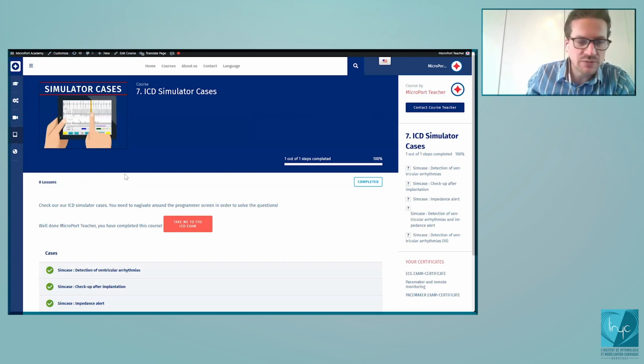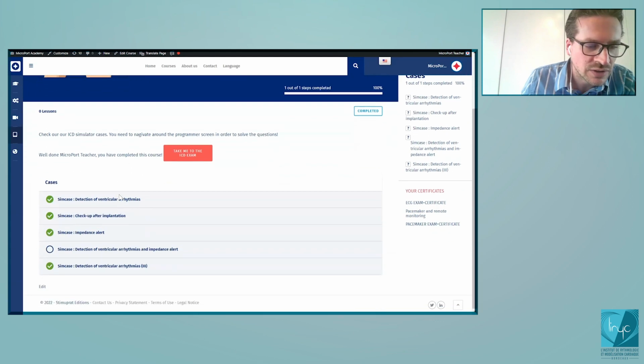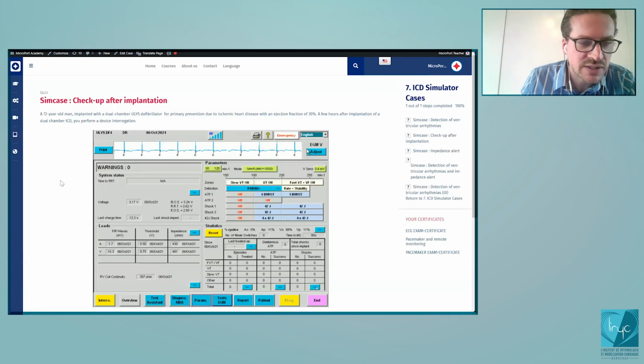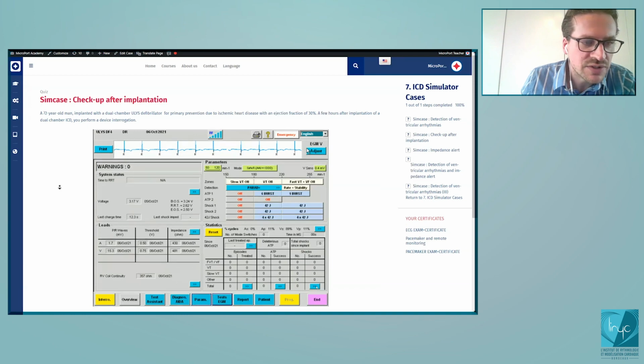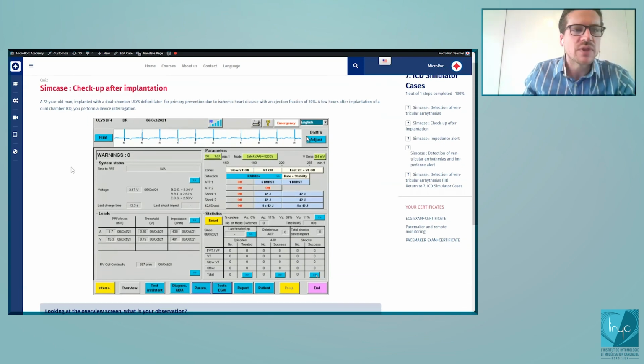Maybe we can start with one of those simulator cases where you will basically have the programmer screen on your own screen at home, and you can check it out. You can click around and answer some questions. So this, for example, is what we call a sim case. This is a 72-year-old man implanted with a dual chamber defibrillator.